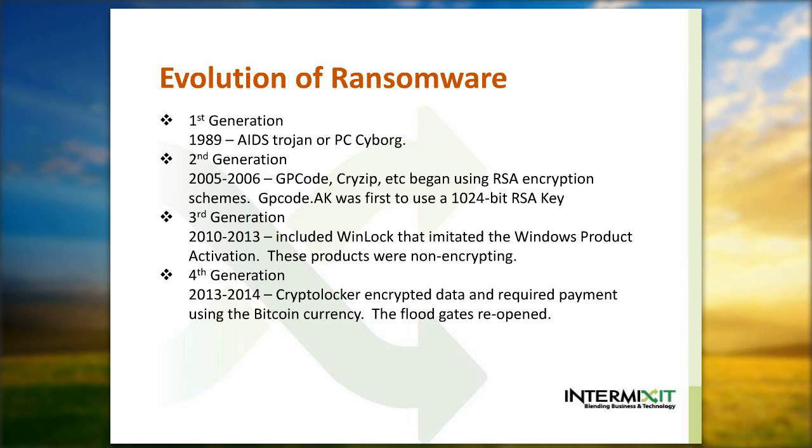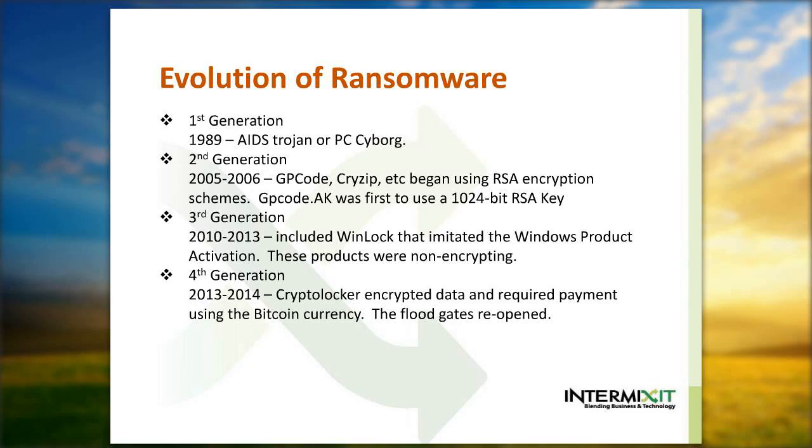The third generation, although positioned as free, the phone call to obtain the key was routed in a way to collect large long-distance charges. What you saw with the third generation is typically it would use a Windows product activation, and these were non-encrypting, but the message would stay on the screen, and like I just said, they would route that phone call in a way that they were able to collect large long-distance charges.